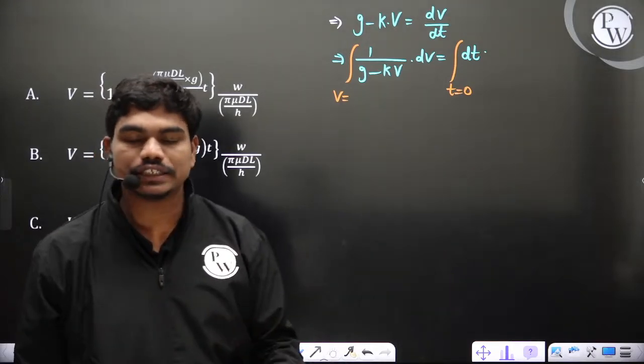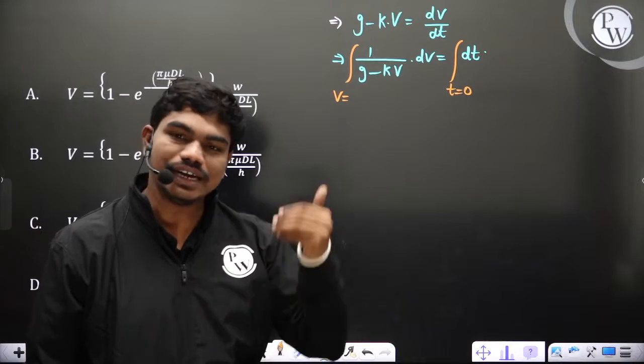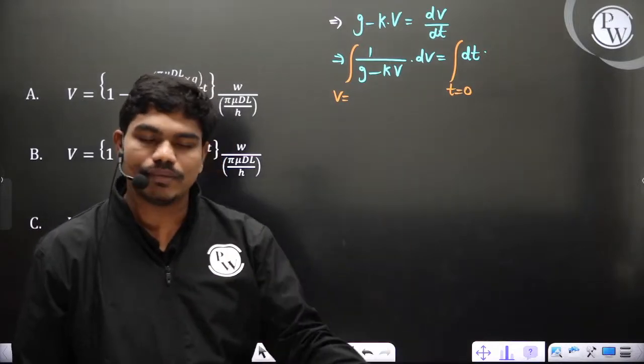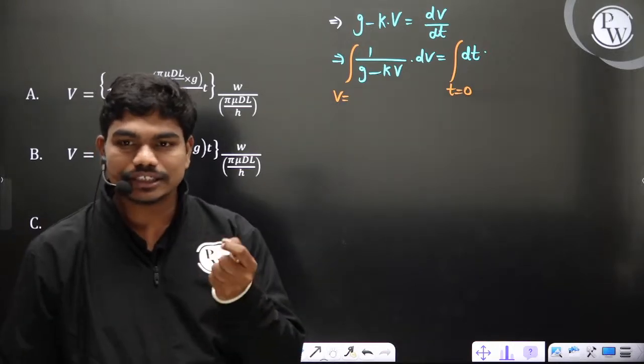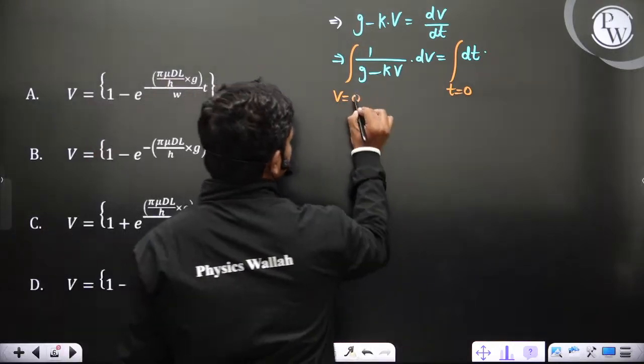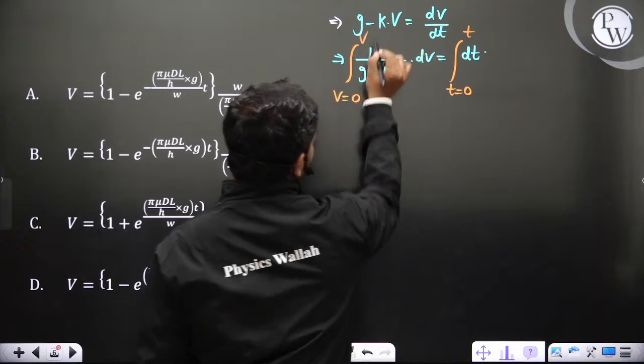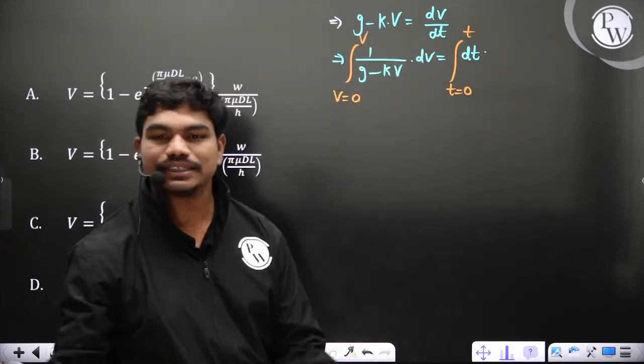Writing boundary conditions when you solve a differential equation is very important, even in heat transfer or fluid mechanics, or in strength of materials when you are doing beams. Writing boundary conditions is the most important thing. So v is equal to 0. So at time t, let us suppose the velocity is v, so this is a single variable, variable separable.